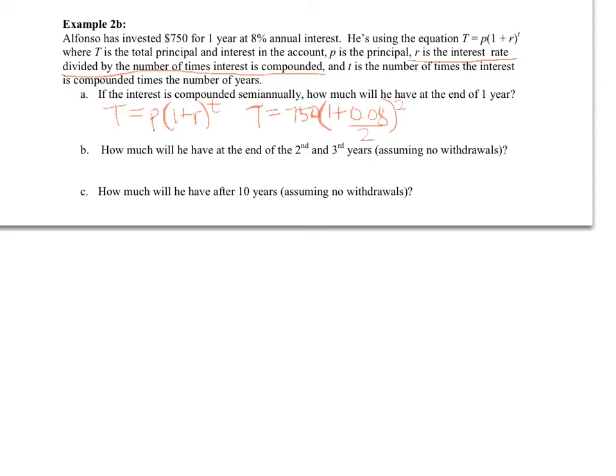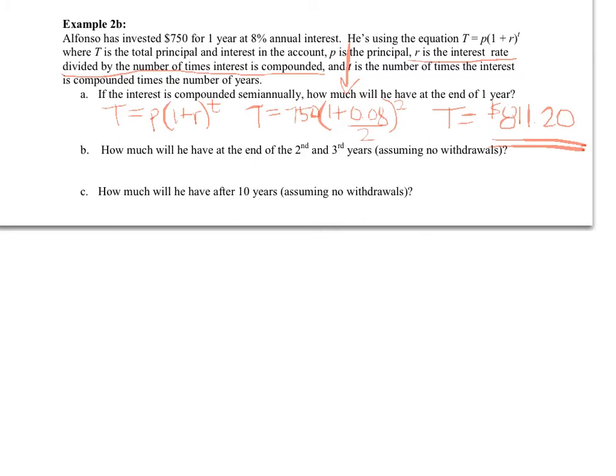Okay. When we solve that, we solve what's inside the parentheses first. 1 plus 0.08 divided by 2, square that, multiply that whole thing by $750, and you should get T of $811.20. Make sure you can put that in your calculator and make sure you're following order of operations. Parentheses come first, so do what's inside the parentheses, that 1 plus 0.08 divided by 2, and then exponent, so you square it, and then multiplication, multiply by 750.